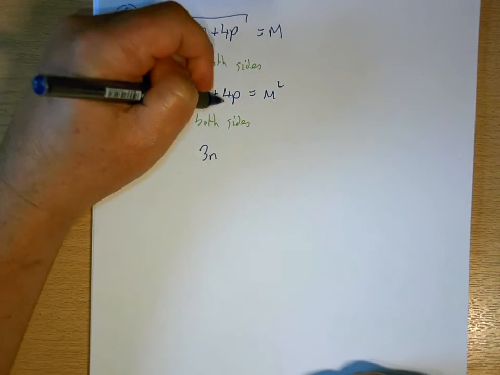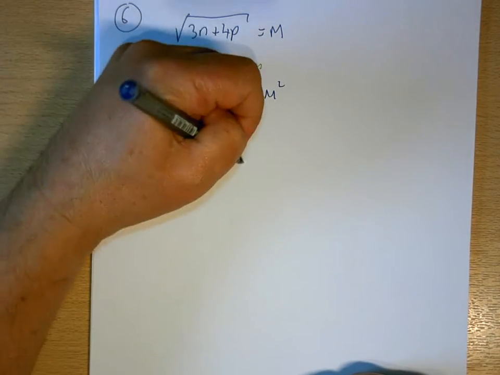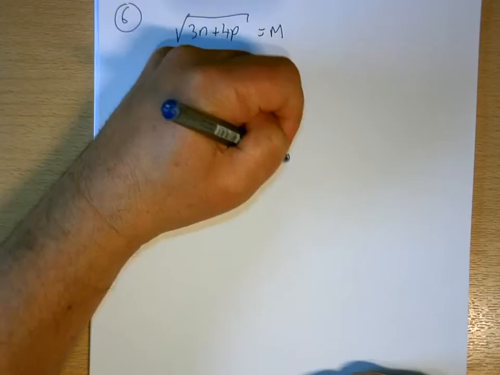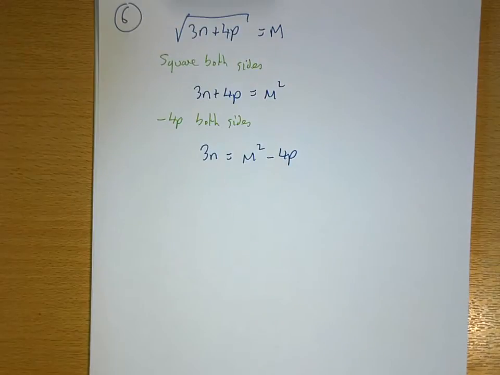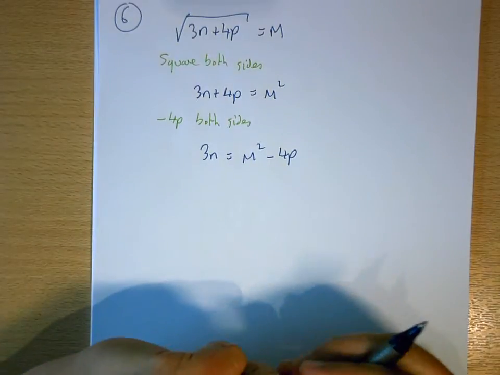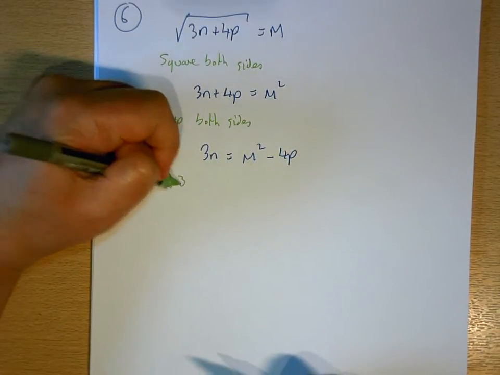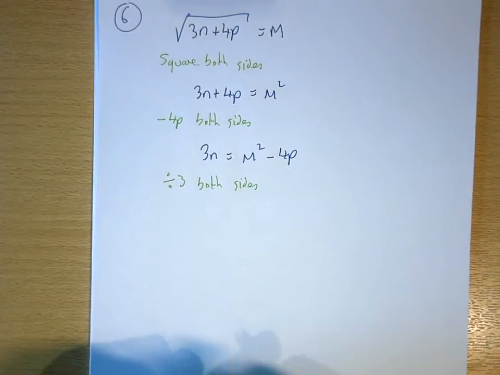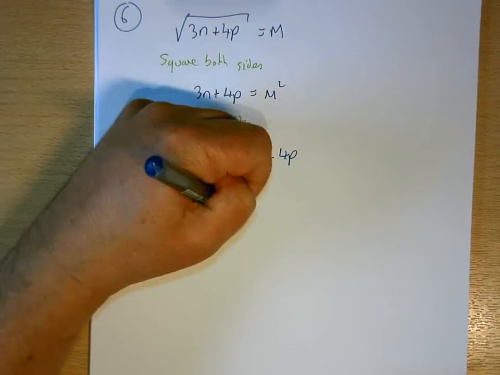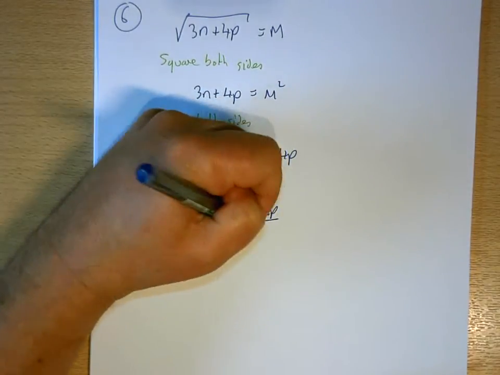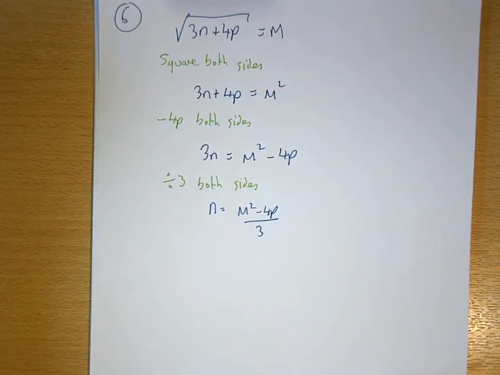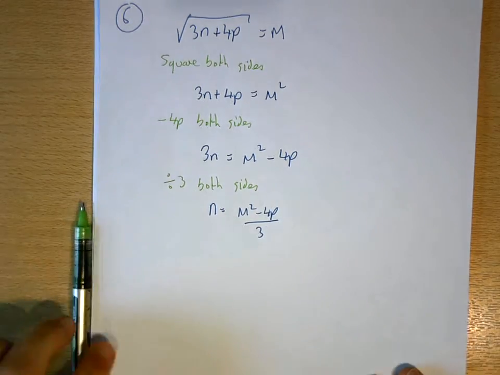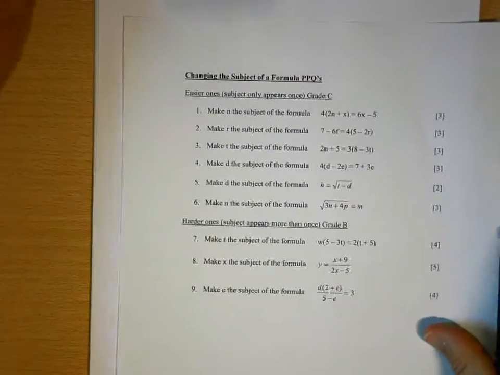3n, take that away, it's gone, but it is there. And now to get the n on its own, I have to undo the times by 3 by dividing by 3 on both sides. Job done. Now, if we look at the remaining 3, we'll see why they're a bit harder.